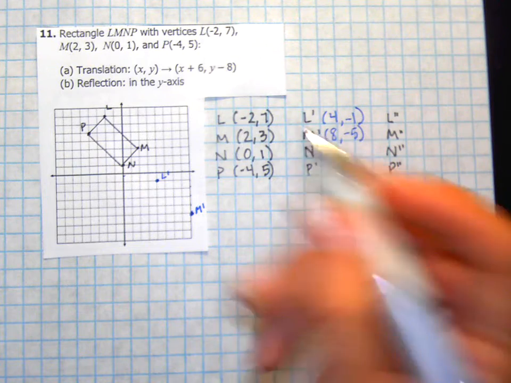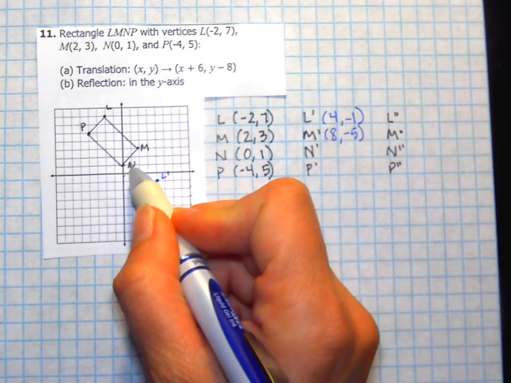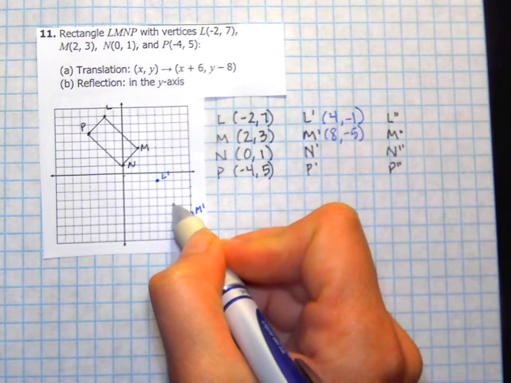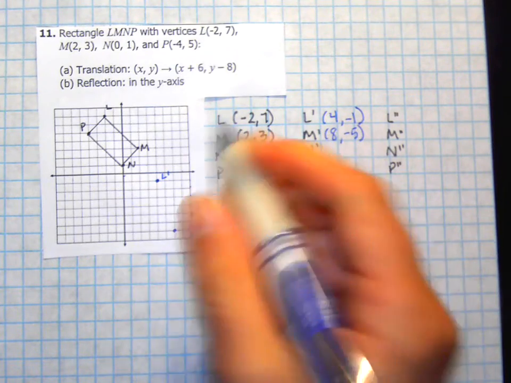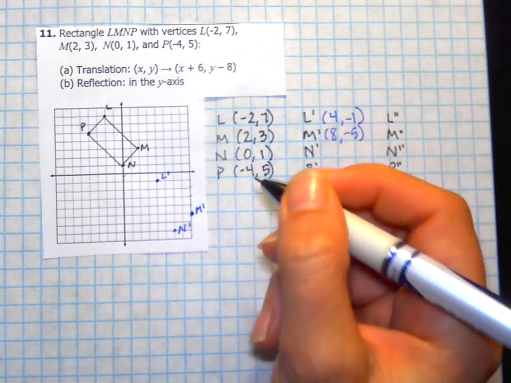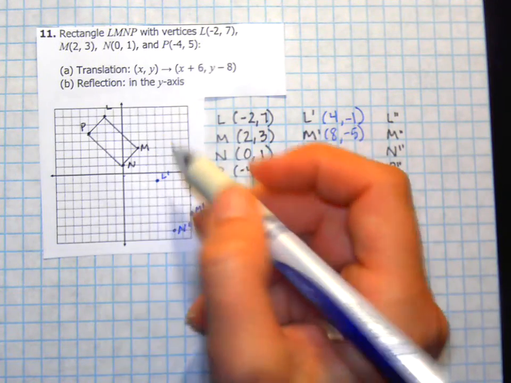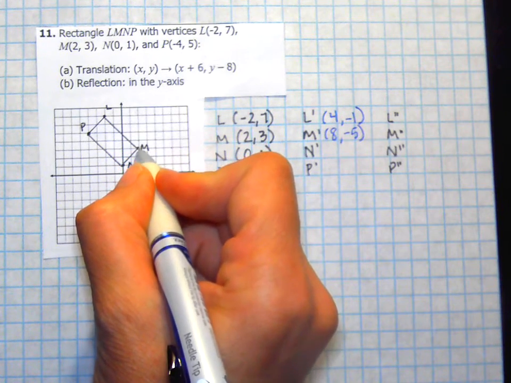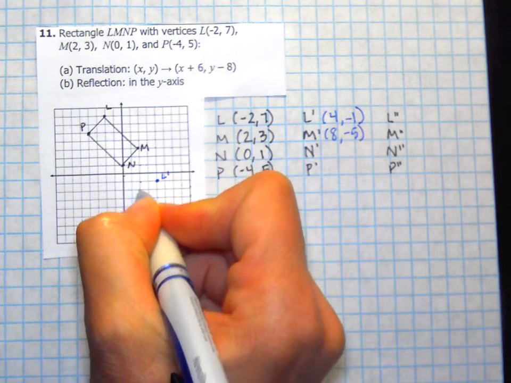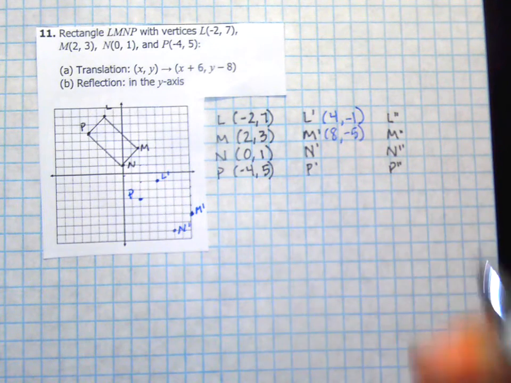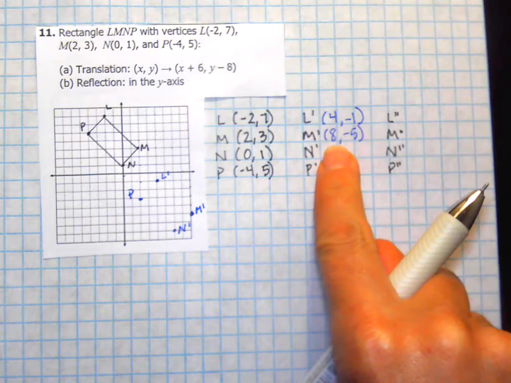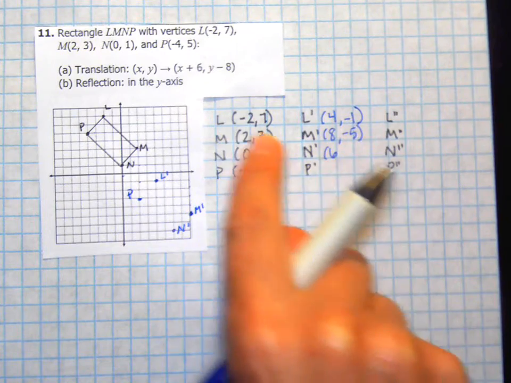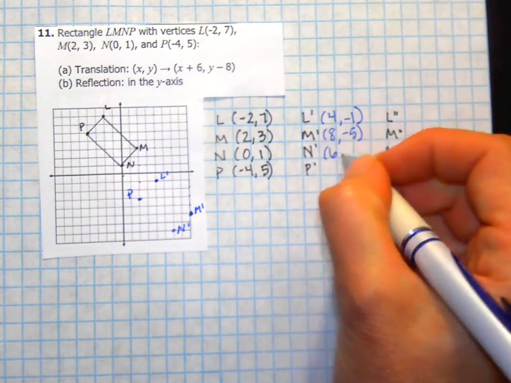N prime, I'm going to go right 6, down 8. 1, 2, 3, 4, 5, 6, then 1, 2, 3, 4, 5, 6, 7, 8. There's N prime. And finally, P prime, right 6, 1, 2, 3, 4, 5, 6, down 8, 1, 2, 3, 4, 5, 6, 7, 8. And my point for N is at 6: 0 plus 6 is 6, and 5 minus 8 should be negative 3.